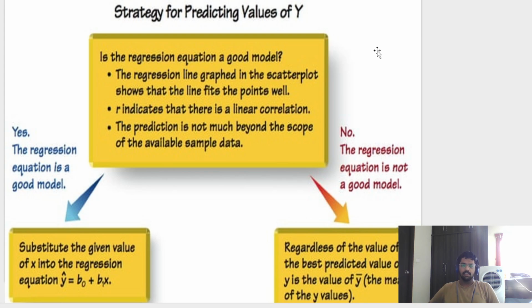Now, is the regression equation a good model? The regression line graphed in the scatter plot shows that the line fits the points, r indicates that there is a linear correlation, and the prediction is not much beyond the scope of the available sample data. Now, if these three conditions are a yes, then we can go forward and say that the regression equation is a good model. Otherwise, we will say that the regression equation is not a good model. Regardless of the values of x, the best predicted value of y is the mean of the y values, y bar.